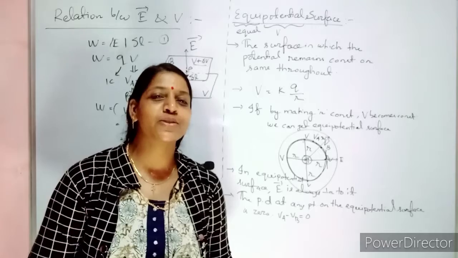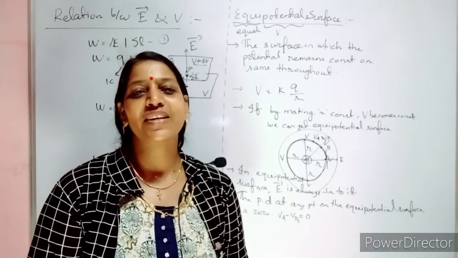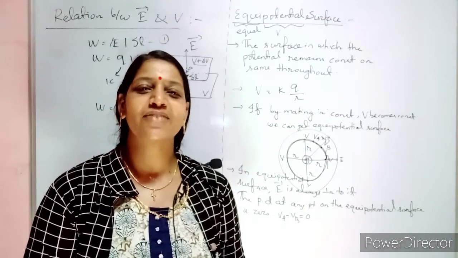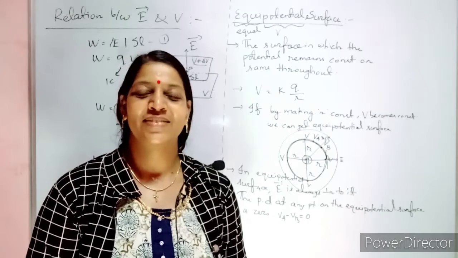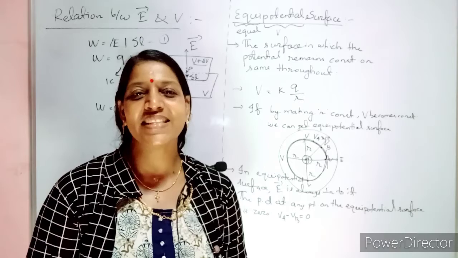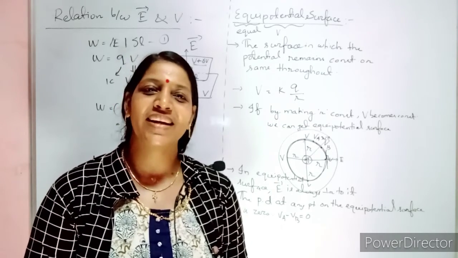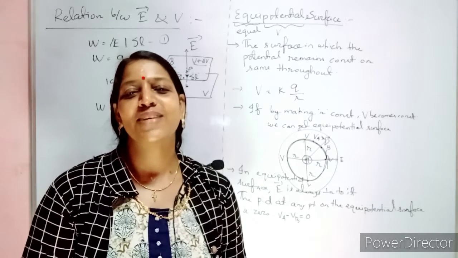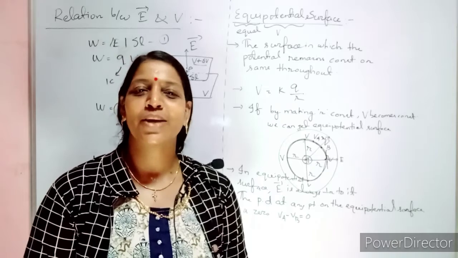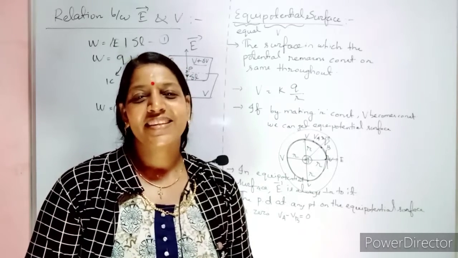What is the potential due to a system of charges? It is the algebraic sum of the potentials due to the individual charges. You just need to add them using the fundamental formula KQ by R. Similarly, an equipotential surface is a surface where the potential is constant, the same at every point, and the electric field is always perpendicular to it. Between any two points on an equipotential surface, the difference in voltage is 0.